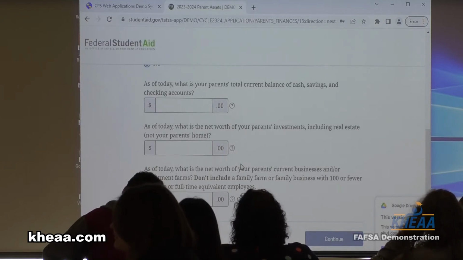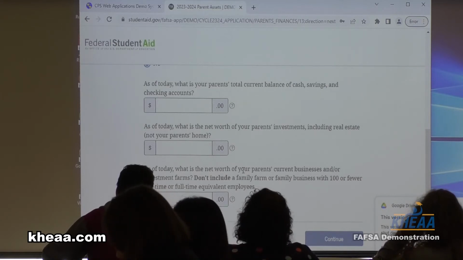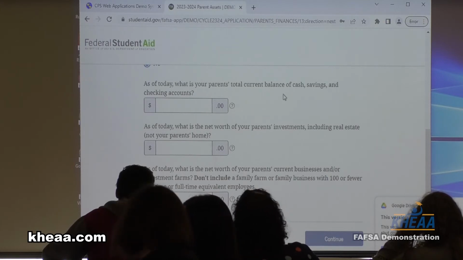As of today, what is the net worth of your parents' investments, including real estate, if you know that? And as of today, what is the net worth of your parents' current business and or farms? Do not include family farms or business unless they have over 100 employees, okay? So if your family has a small business, but they have more than 100 employees, then you'll have to put it on there, okay?